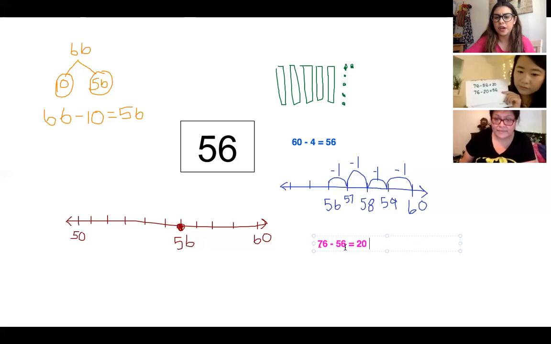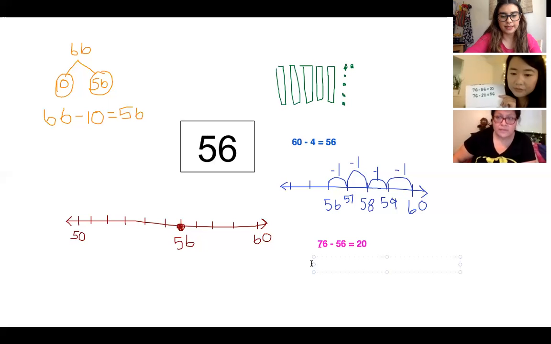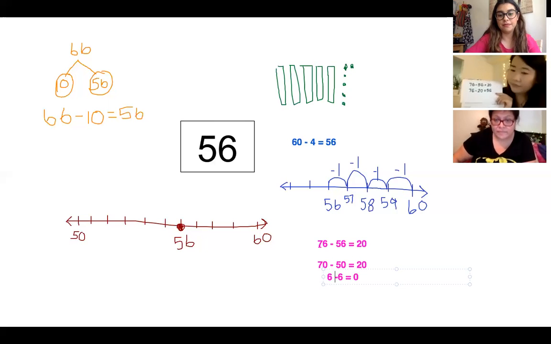Oh, and how did you figure out that 76 minus 56 equals 20? Because since the ones are the same, I know that's going to be 0 when I subtract them. And then I would only have to subtract the 10s, which is 7 minus 5. So that means I have 2 10s left. Ooh, so it was like 70 minus 50 equals 20. And then you knew that 6 minus 6 equals 0. Yep. So you also kind of decomposed in your head.